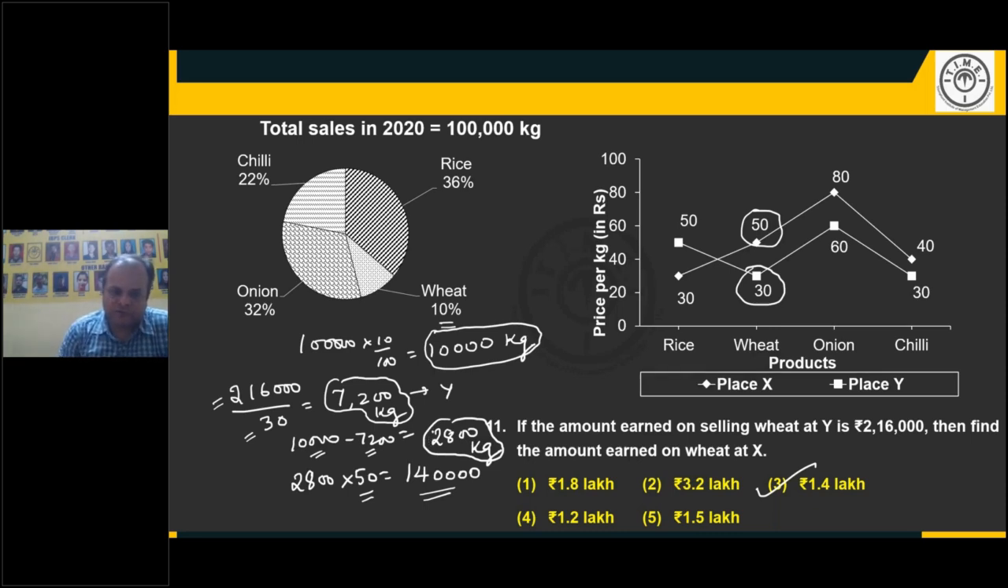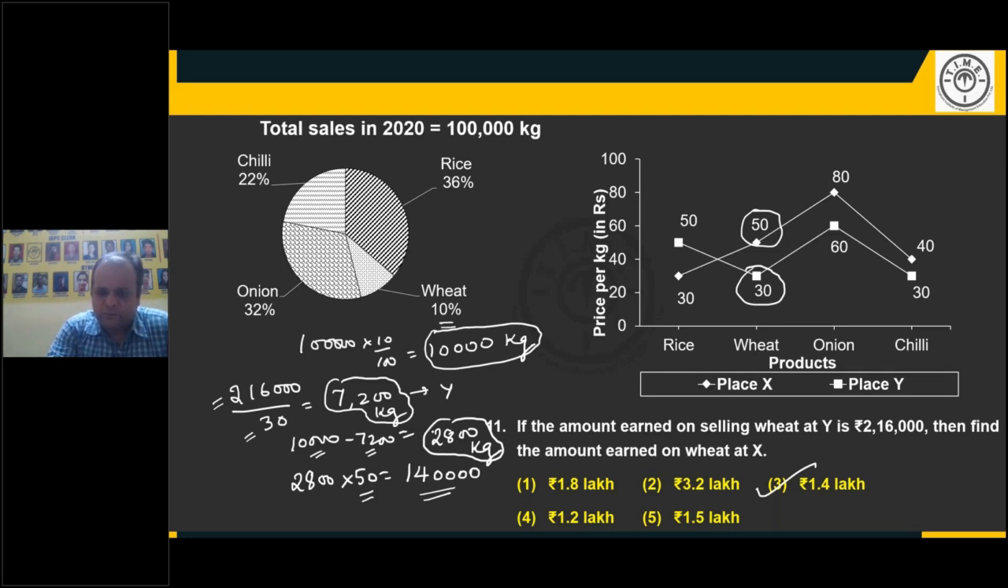So once you do the first question, you also understand that the pie chart gives us the quantity, and then the right hand side line graph gives us the pricing, right? So total quantity can be divided into two parts, X and Y. So in this case, out of that 10,000, 7,200 came about for place Y. So out of 10,000, if we subtract 7,200, we get 2,800, which is definitely for place X. 2,800 kg at the price of 50, that will be 1,40,000. I hope it is clear. Yes, should we move to the next one? Any doubts that you may have?